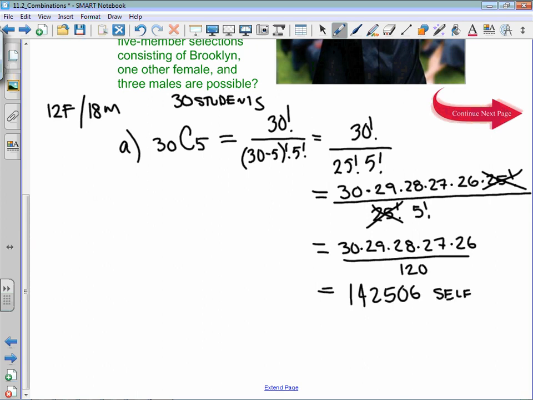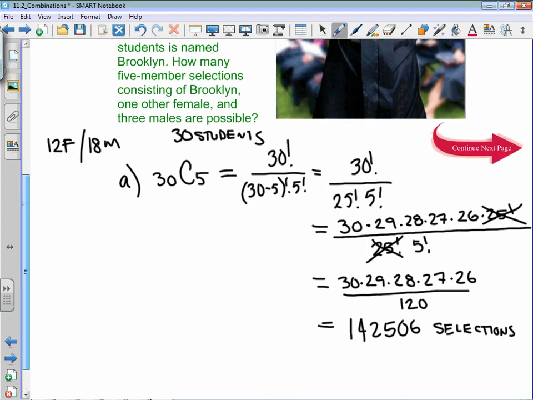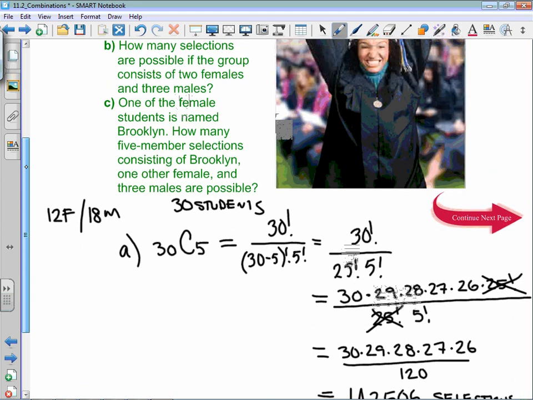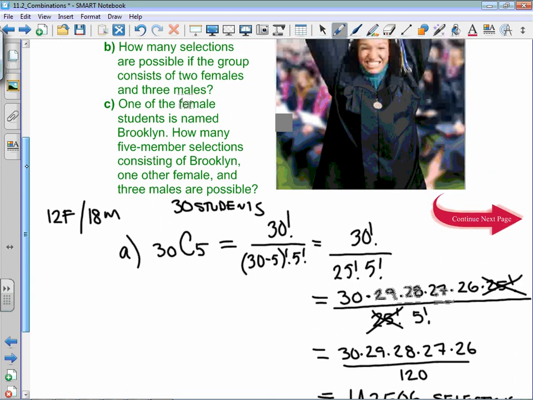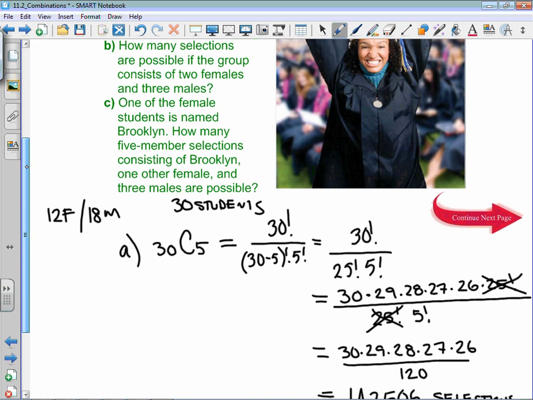Now that is a lot of different possibilities, and that's if the order doesn't matter. I would encourage you, if you have your calculator handy, check what 30 pick 5 is. And it's actually that number multiplied by 120. So a very, very big number of selections are possible here. All right, part B, and this is similar to when we did permutations. We start to introduce these restrictions. It says how many selections are possible if the group consists of 2 females and 3 males.